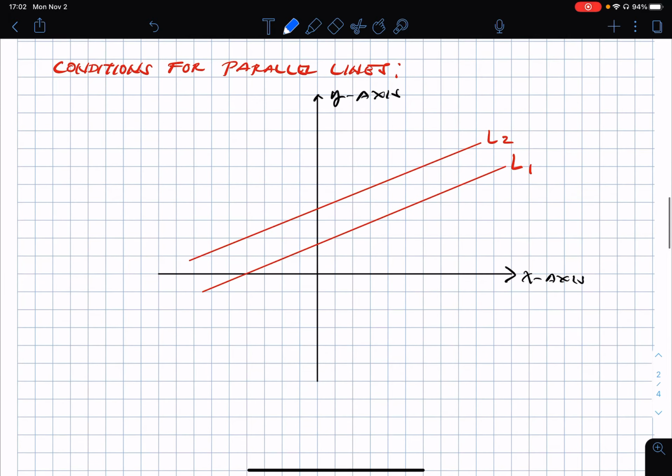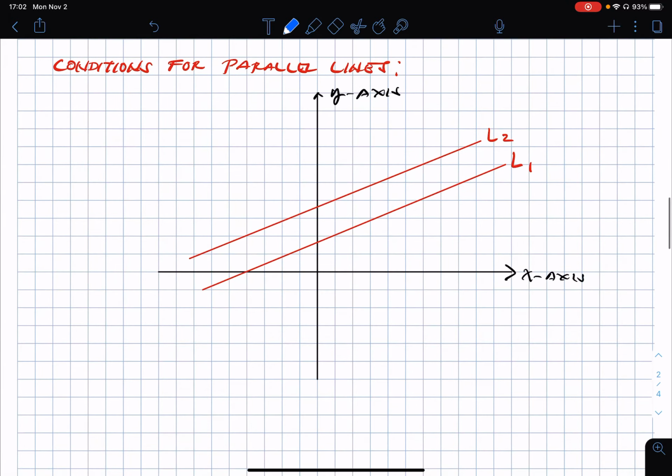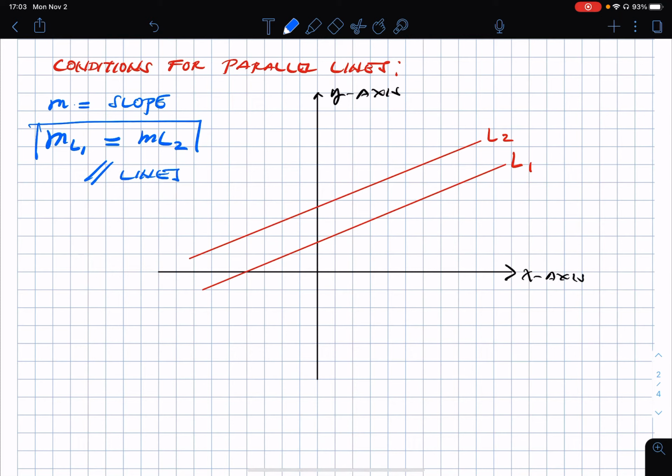Okay, what is the condition that must be satisfied for parallel lines? The lines are said to be parallel if the slopes are equal. So if m is the slope, the slope of line 1 must be equal to the slope of line 2 to make the condition for parallel lines.